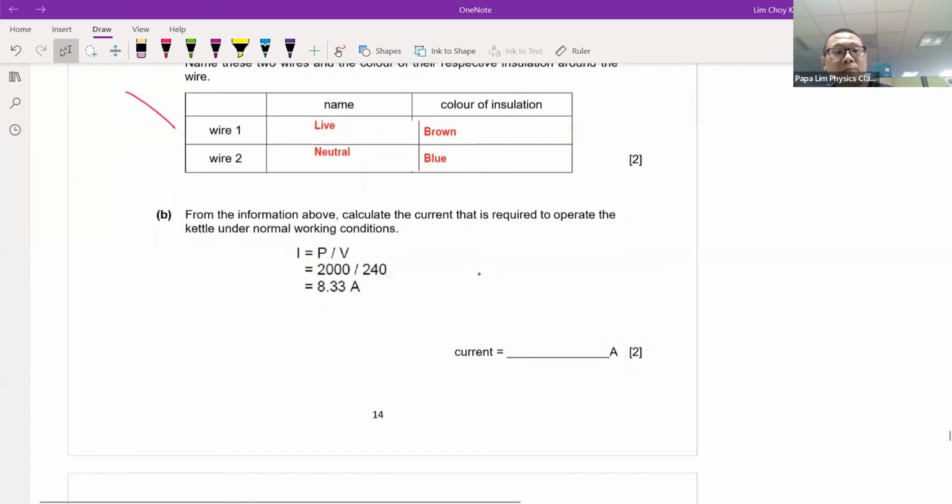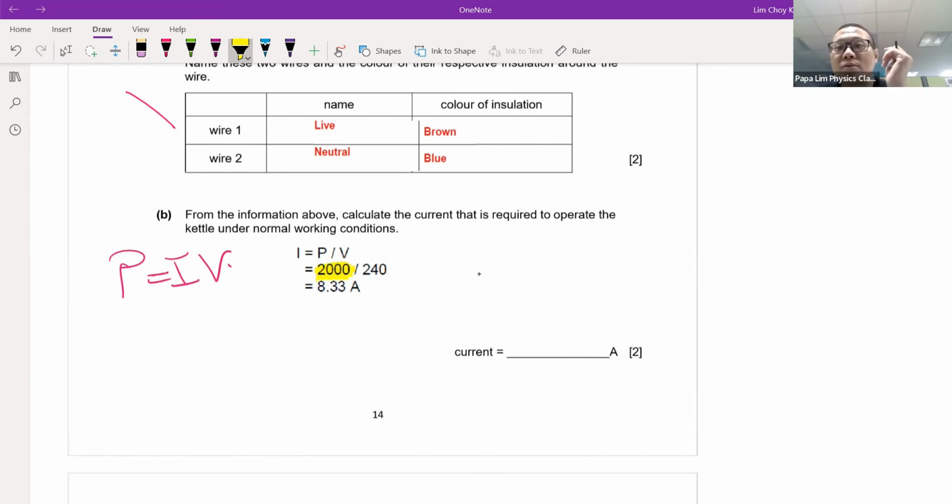Power, standard formula, power is IV. So if I know the power and the potential difference, I will be able to calculate the current. Here, take note of the SI unit. The question gives 2 kilowatts. Remember, if I need to use a formula, it always has to be in SI units.